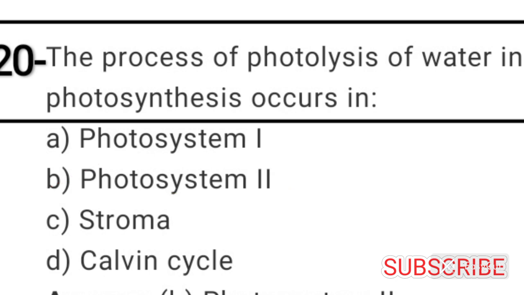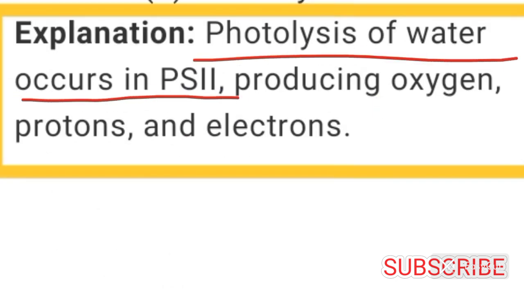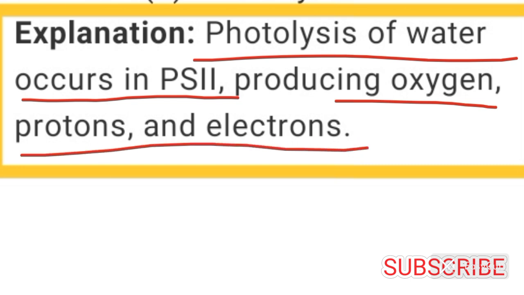फोटोसिंथेसिस में वाटर की स्प्लिटिंग कब होती है? फोटोसिस्टम 2 में. So photolysis of water occurs in photosystem 2, producing oxygen, protons and electrons.